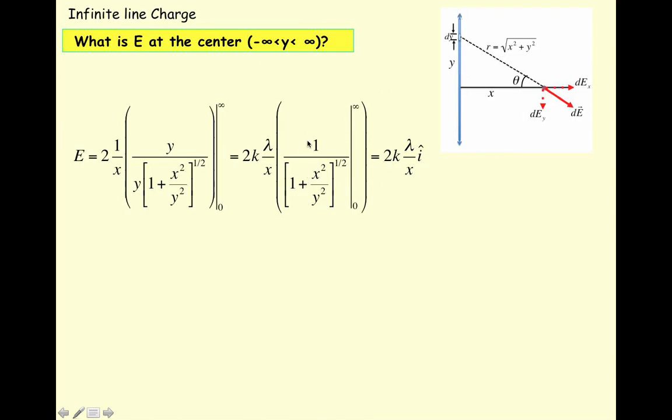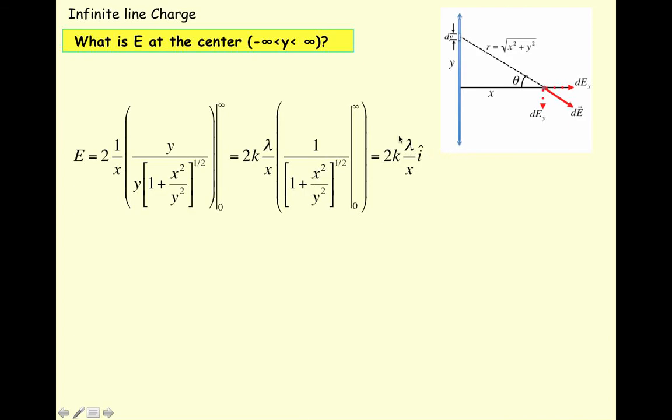If I look at the limits here from 0 to infinity, when y is infinity, 1 over infinity is equal to 0. So I have 2k lambda over x, which I have right here. When y is equal to 0, I get 1 over infinity, which is equal to 0.